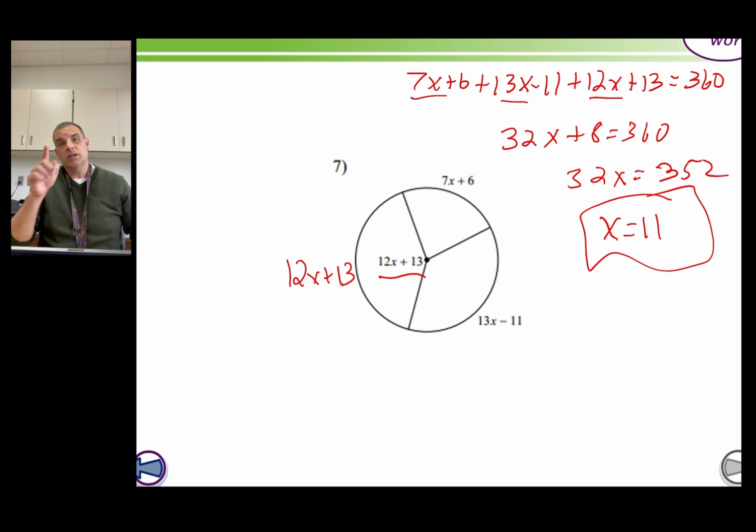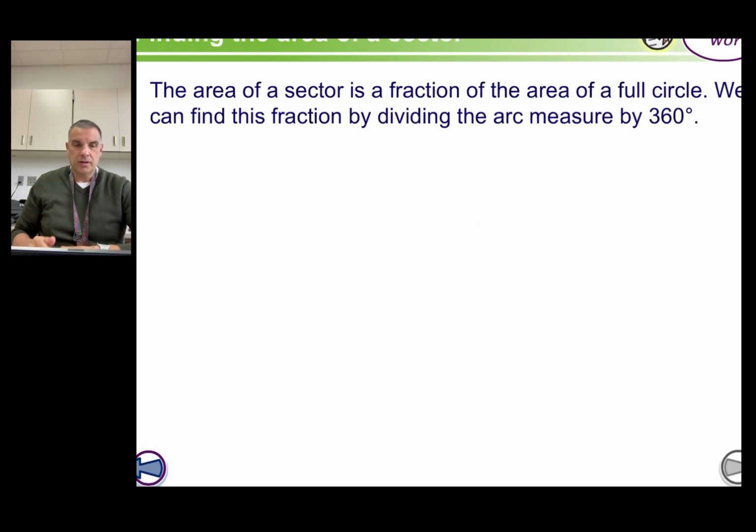So don't let it confuse you if they throw variables in here. You know the distance around a circle is 360 degrees, so they all have to add up to 360 degrees. The measure of the arc is the same thing as the measure of the central angle, and so forth. Okay, so now let's talk about finding the area of the sector.